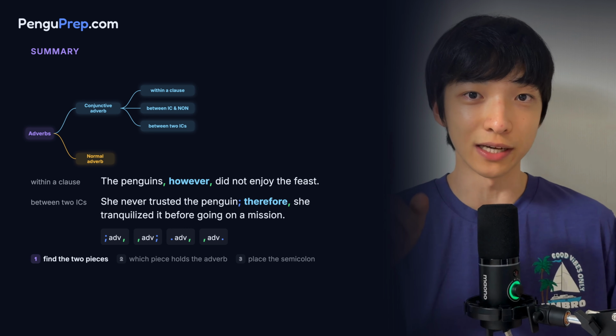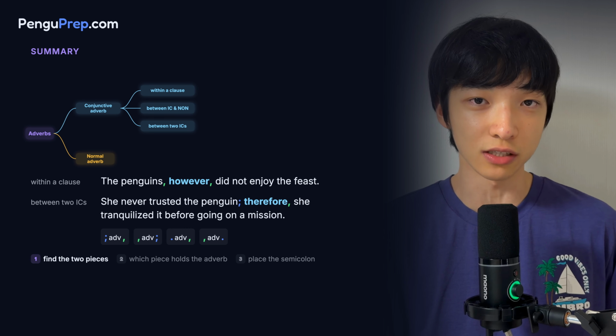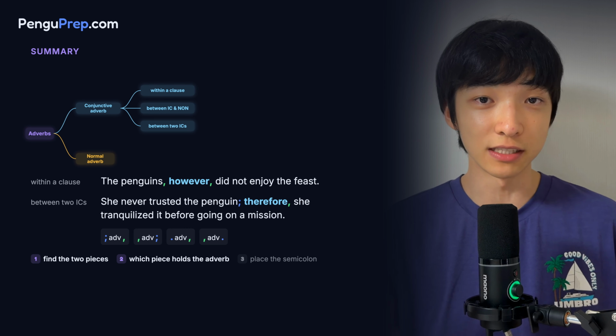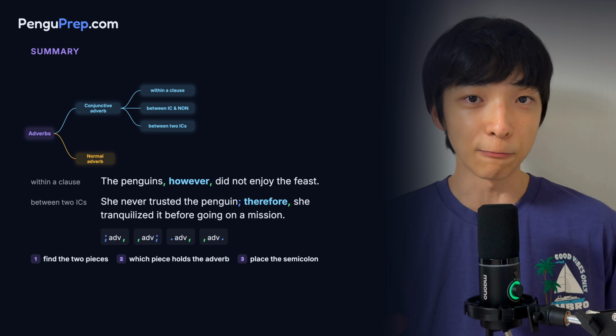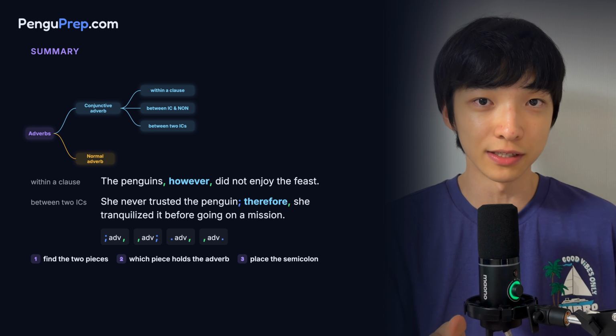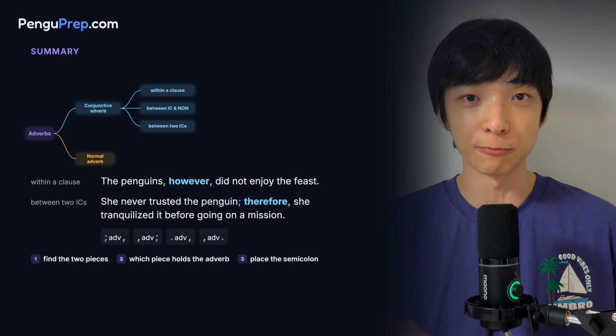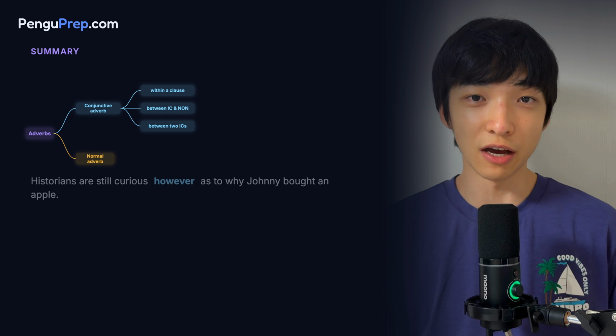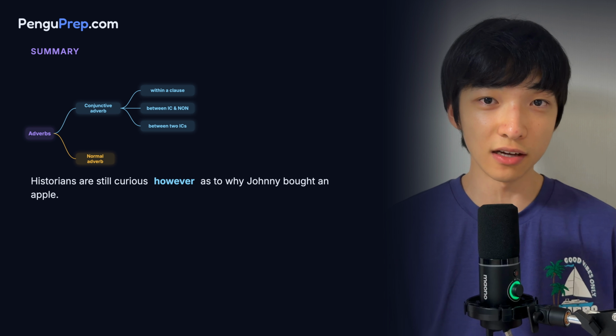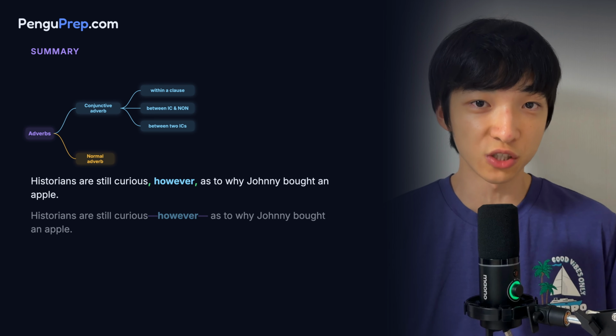The first step was to identify what 2 pieces the conjunctive adverb is applied to. The second step is to find what piece the conjunctive adverb needs to be in. And the third step was to find where the semicolon or period needs to be for that conjunctive adverb to be in the piece you identified in step 2. Lastly, for the third case, when a conjunctive adverb is in between an independent clause and a noun, you surround it with 2 commas or 2 dashes.